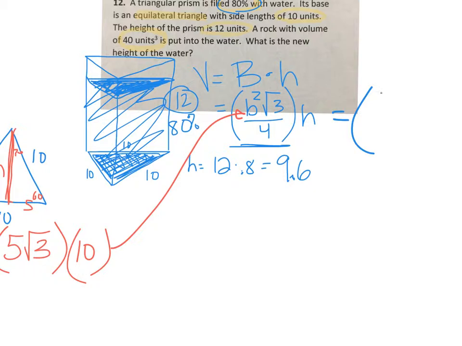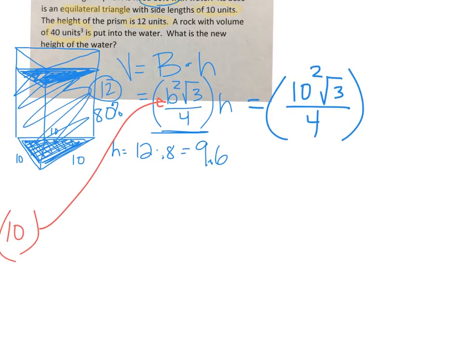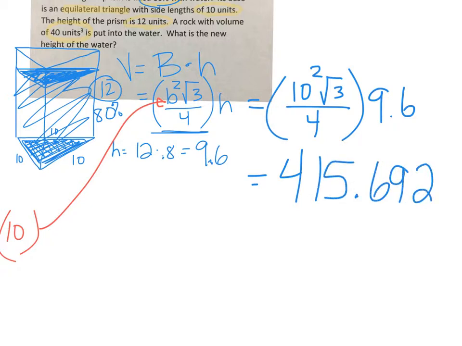So the base is going to be 10. So 10 squared times the square root of 3 over 4 times the height, which is 9.6. We put all this in our calculator: 100 times the square root of 3 times 9.6, divided all by 4, means we have a current volume of 415.692 cubic units. So that's the amount of water that's in there.